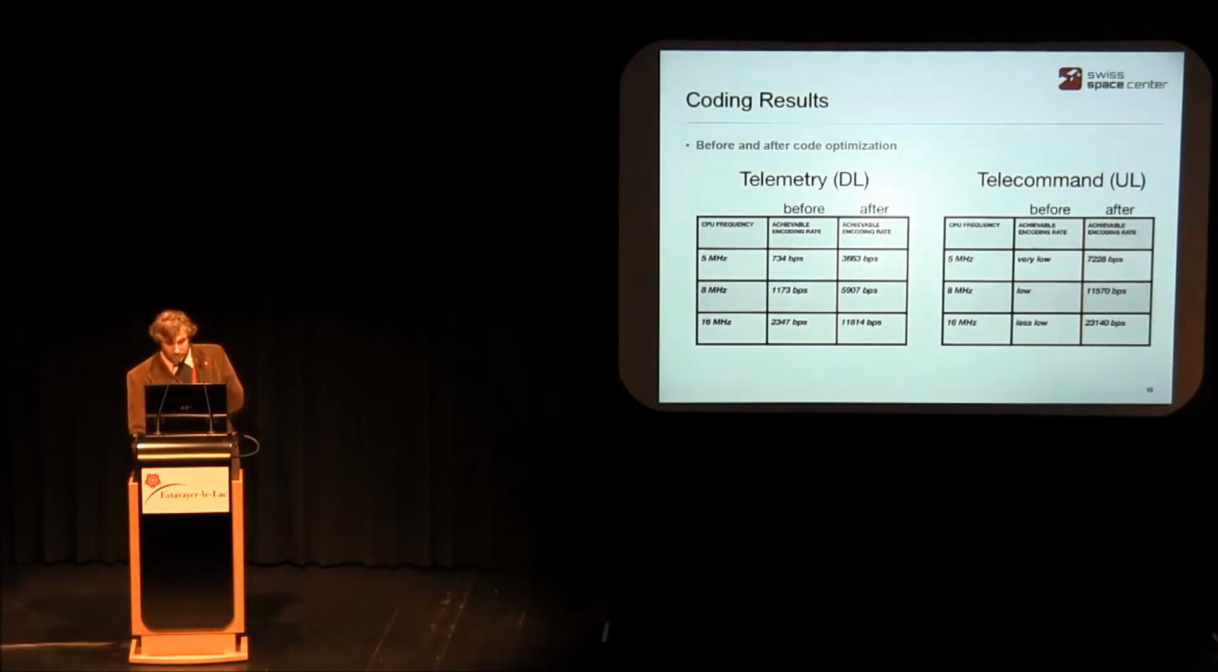On the uplink, we had a lot of problems at the beginning. The rate was low, a lot less than 1.2 kilobits per second. And at the end we found the error, and now we can easily reach more than the 1.2 kilobits per second required.